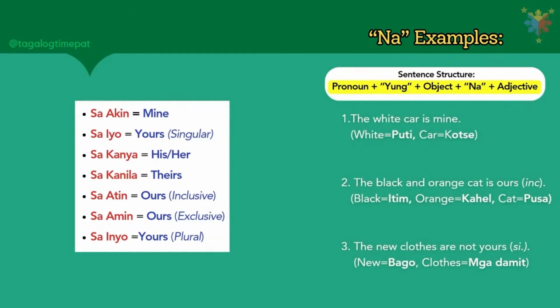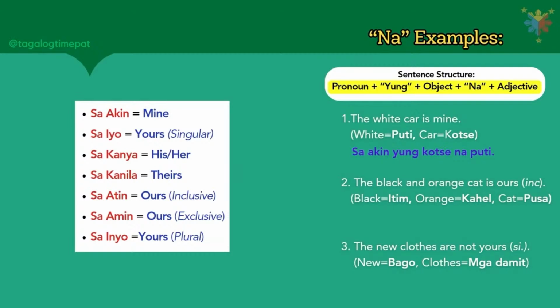Let's do the first one together. The white car is mine. White is puti, car is kotse. So let's just follow this sentence structure. Pronoun first, sa akin, yung, then it's the object kotse, then it's the sentence marker na, and then it's puti, the adjective. Sa akin yung kotse na puti. The white car is mine. Sa akin yung kotse na puti.